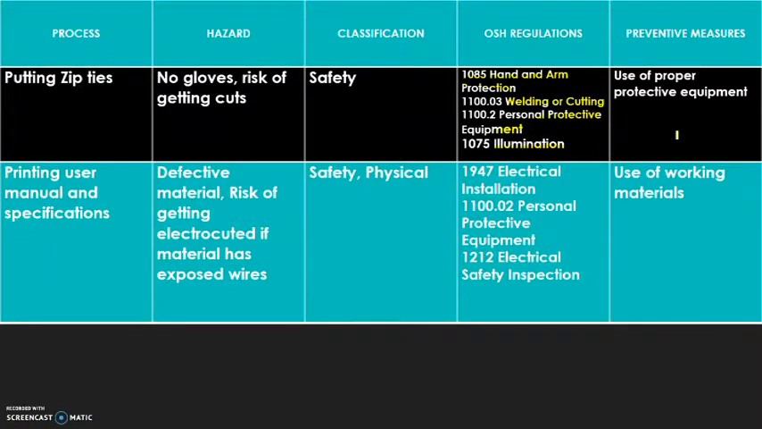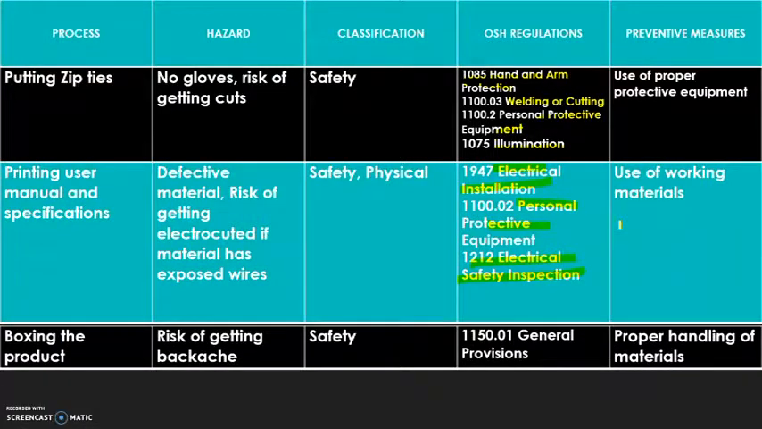We also have to print user manuals and specifications, and it still has hazards of using a defective material and being electrocuted if not inspected surely. We have OSH regulations of electrical installation, PPEs, and electrical safety inspection. And we have to use working materials to not be vulnerable to hazards.